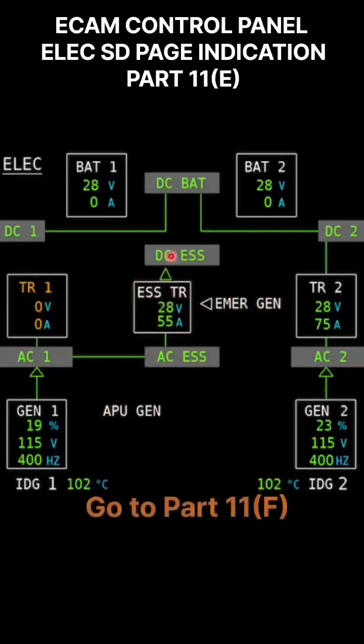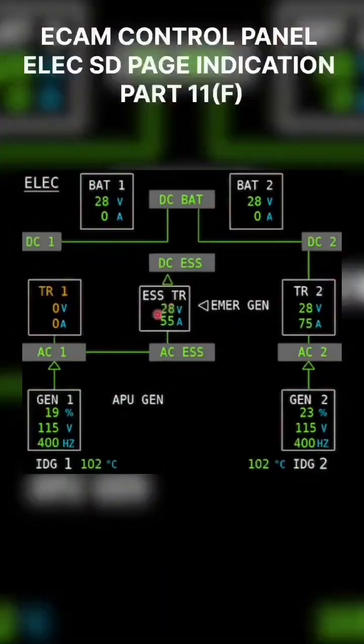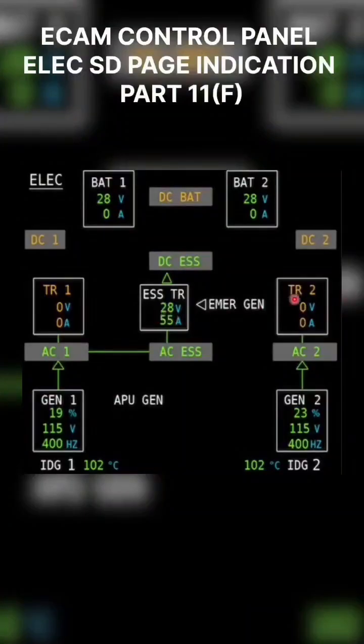and the essential TR supplies the DC essential. So the essential TR will give supply to the DC essential. You can see AC bus 1, then AC essential, then it is going to the essential TR, then it is going to the DC essential. So this is all about whenever failure of a TR happens. In the next abnormal condition, if both the TRs are lost, TR1 is lost, TR2 is also lost, then DC bus 1 and DC bus 2 are lost.